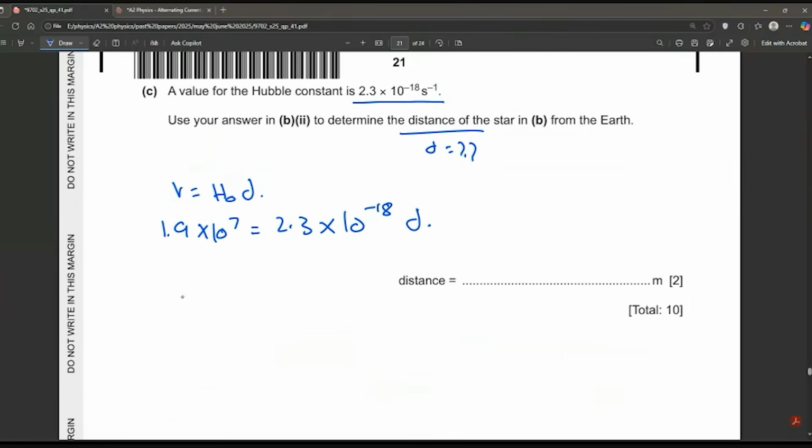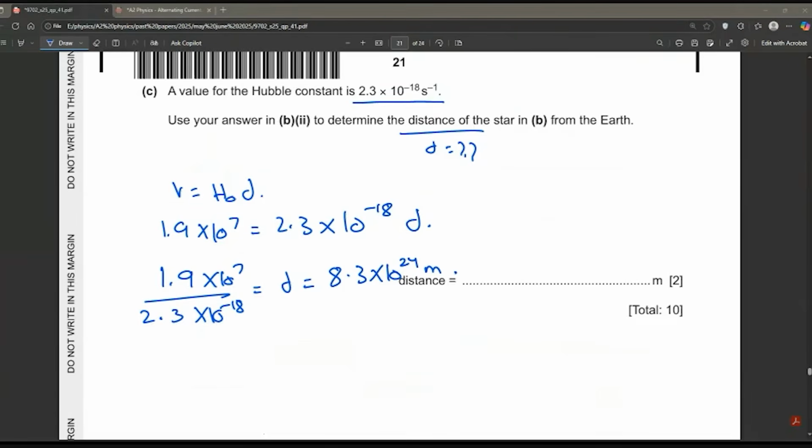Can you calculate the value of d? Yes, 1.9 × 10^7 divided by 2.3 × 10^-18. What does your value of d come out to be? Value of d क्या आ जाती है? 8.3 × 10^24 meters. Alhamdulillah, this paper is finished.